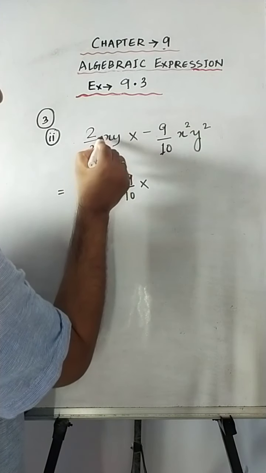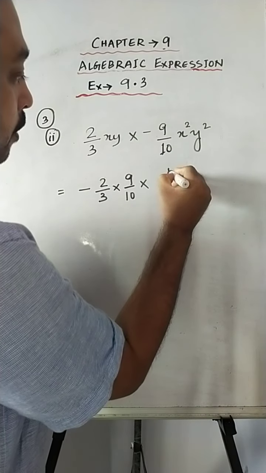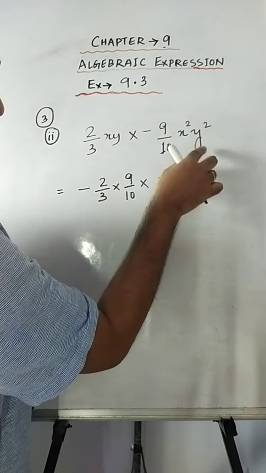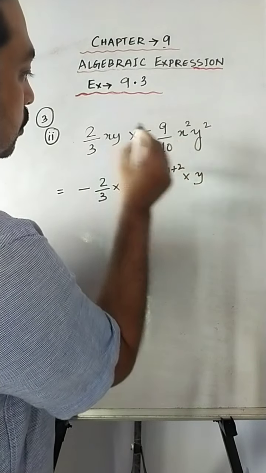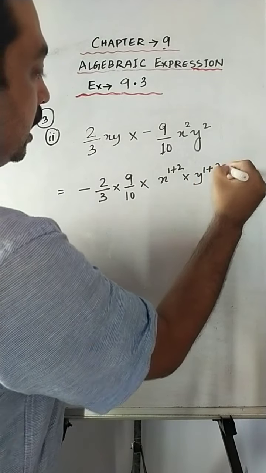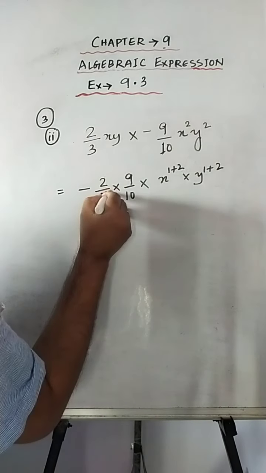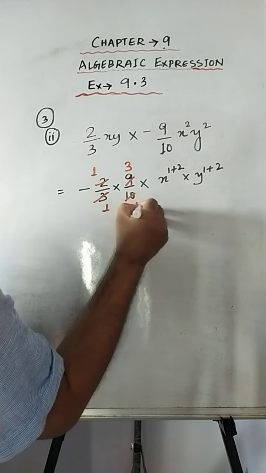In the first term we have only 1x, in the second term we have 2x, that is x to the power 1 plus 2. Now we multiply the powers of base y. The y is 1 in the first term, and in the second term we have 2. Now let's reduce these values if we can. That is 3 1s are 3, 3 3s are 9, 2 1s are 2 and 2 5s are 10.